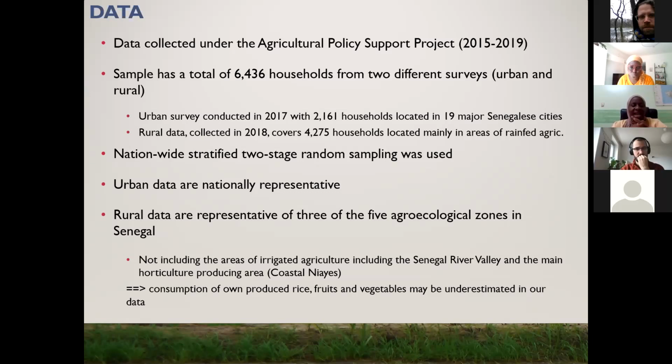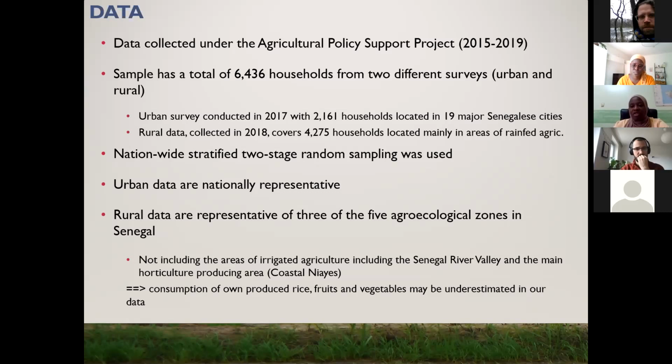A limit is in our rural data, which are only representative of 3 of the 5 agroecological zones in Senegal. So we have 2 agroecological zones that are missing in our rural data. These are the areas of irrigated agriculture, which include the Senegal River Valley and the main horticulture producing area, the coastal Niayes. One consequence of this problem is that maybe we will underestimate the consumption of own produce rice, because we do not have in our sample the area where rice is mainly produced.